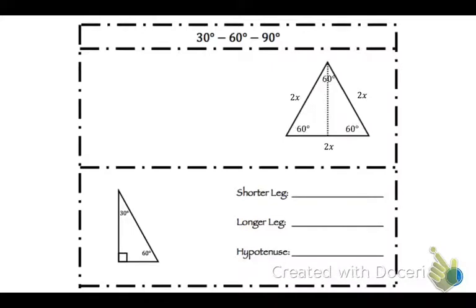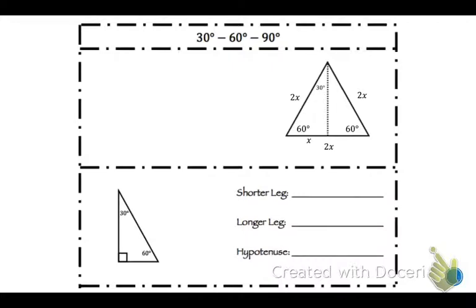Okay? Now, all the angles are also the same. It's equilateral, so all the angles are the same. So they're all 60 degrees because they have to add up to 180. Which means that that little angle right there is half of that, so that's 30 degrees.